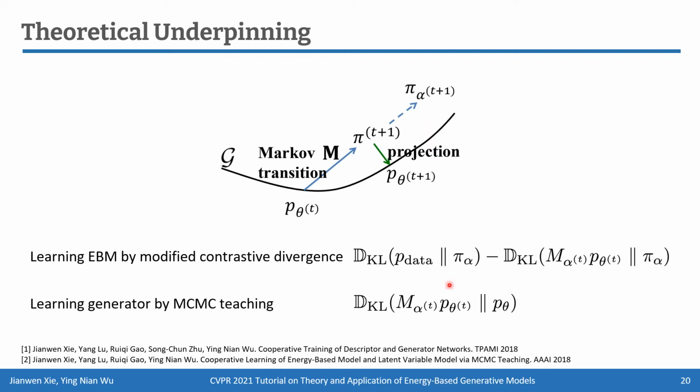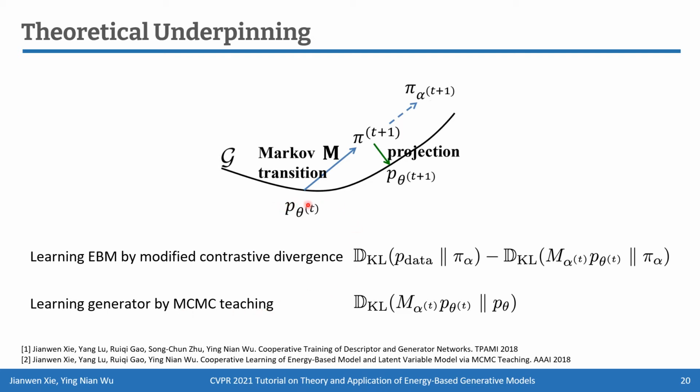Okay, and then the learning of the EBM follows the gradient of this contrastive divergence. The first KL divergence defines the MLE, and we have a second KL divergence in order to cancel this log Z term. Okay, and the learning of the generator is by the so-called MCMC teaching.